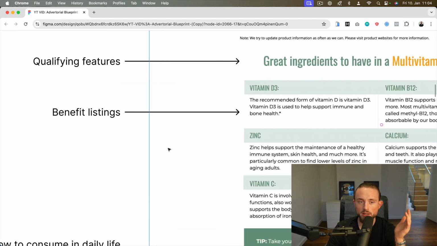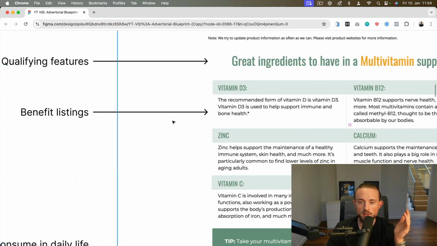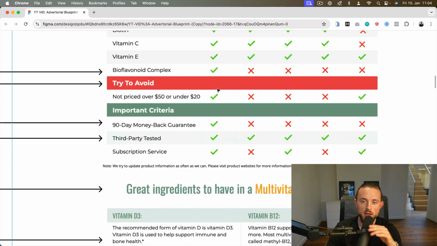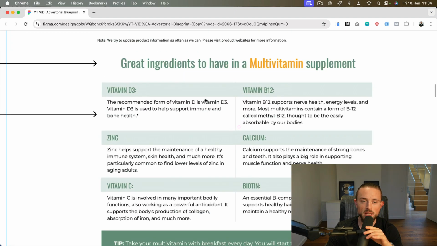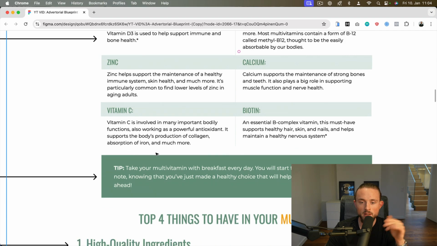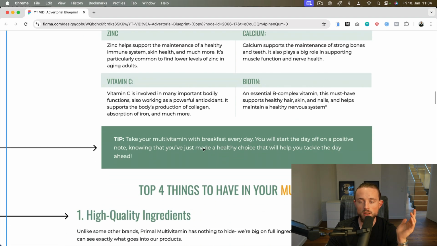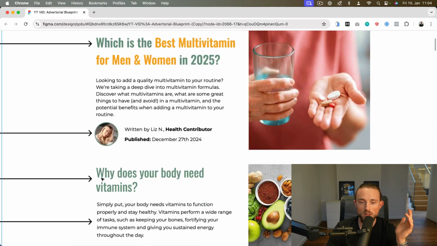All of the ingredients, again, qualifying features, the benefit listing, the ingredients to have in this multivitamin, and explaining the function of all of those themselves, right? Then we also give a tip, because again, this whole advertorial is written by Liz for the reader.